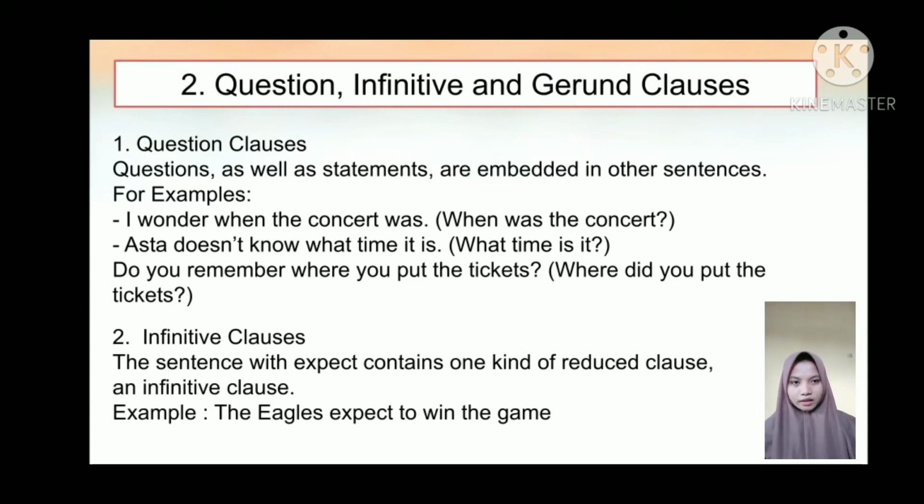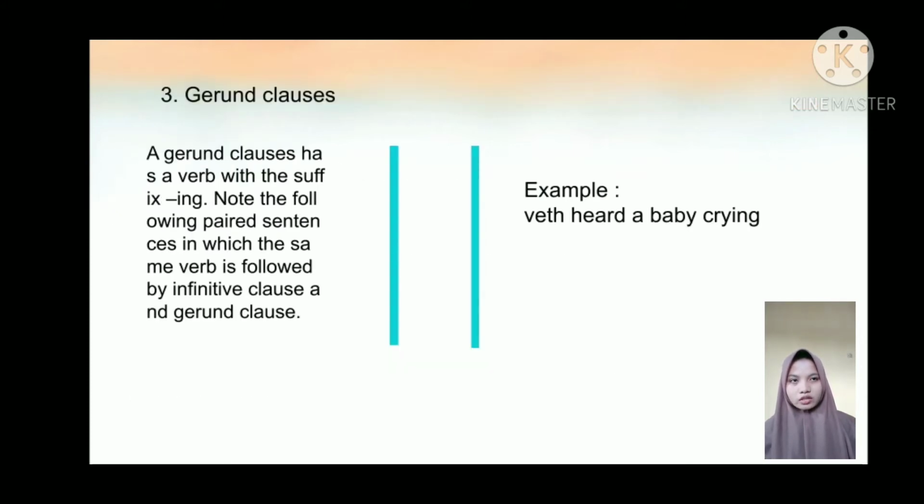Infinitive clauses. The sentence with expect contains one kind of reduced clause, an infinitive clause. For example, the Eagles expect to win the game. Three. Gerund clauses. A gerund clause has a verb with the suffix "ing". Note the following paired sentences in which the same verb is followed by an infinitive clause and a gerund clause. For example, Ruth heard a baby crying.